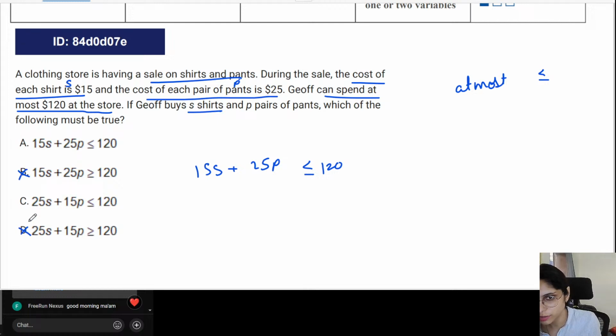These two options are already gone. Now shirt is at $15, so this is my answer. This is also gone. Next is question number 37.